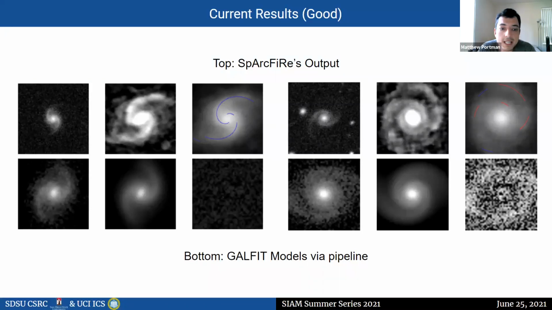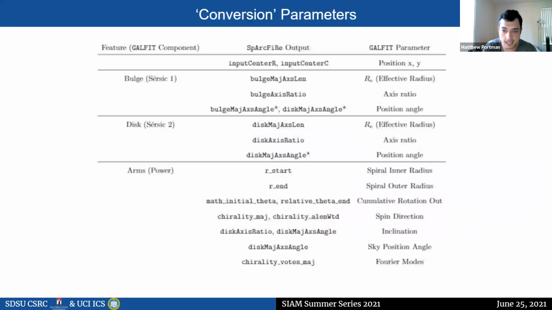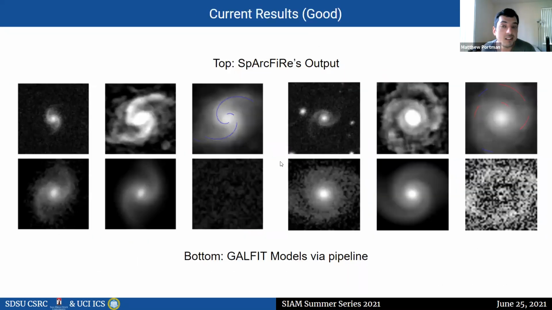The way I try to mitigate that, and I had that parameter here, is I take where SparkFire detects the beginning of the arm, and I check whether it confirms there's a bar. If it says there's a bar, I check where it starts, and then I use a best guess hierarchy to determine whether or not I should allow Galfit to try to fit it as a bar. That's more or less the bar fitting process.